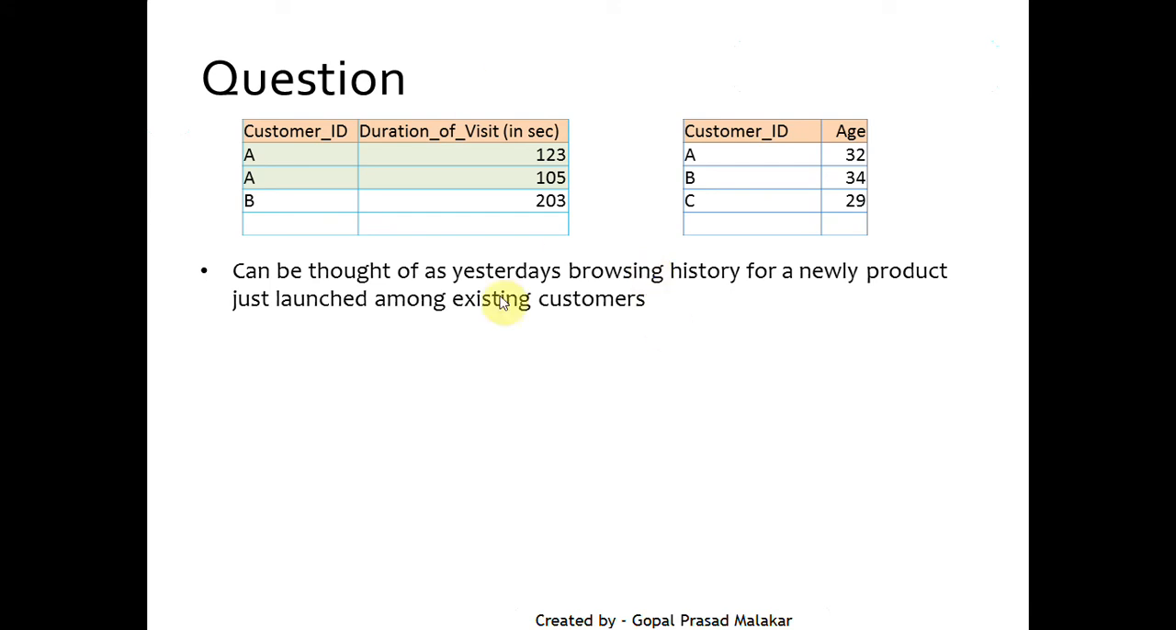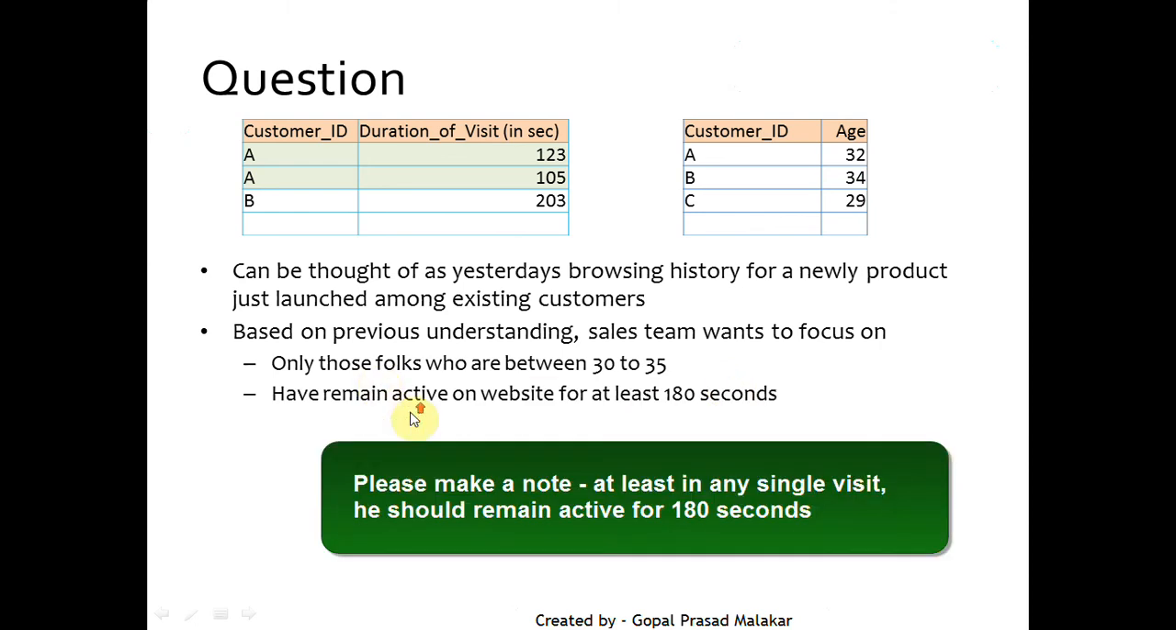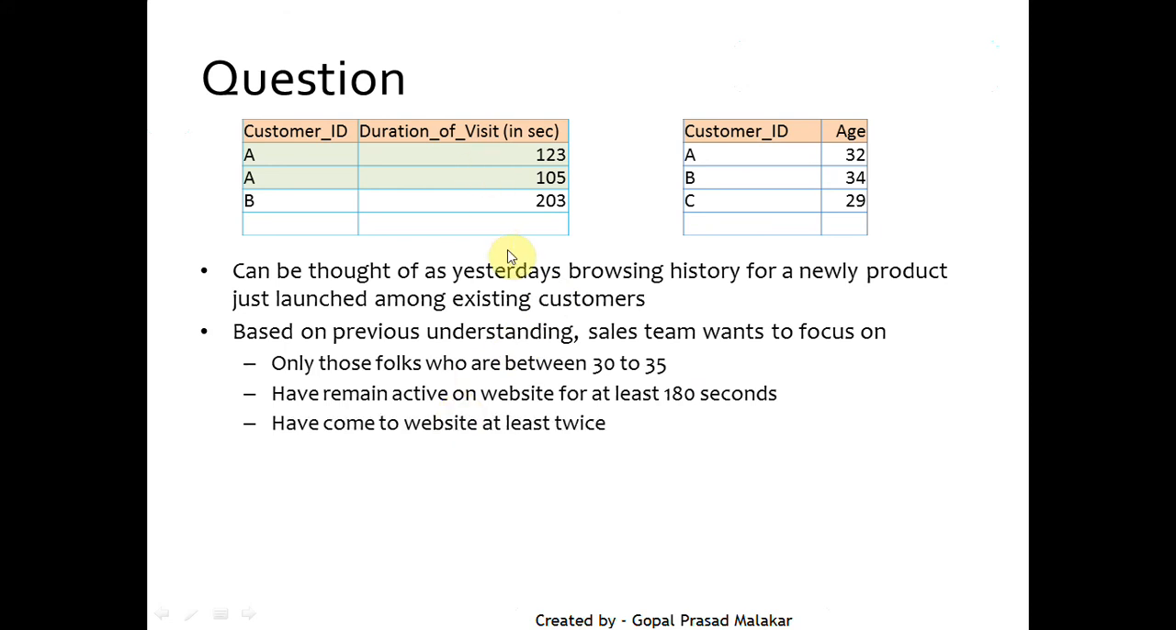and for some reason, to get the experience of customers, you want to focus on only those who are between 30 to 35, who remain active on the website for at least 180 seconds. So in at least one of the visits he should remain active for at least 180 seconds, and has come to the website at least twice.